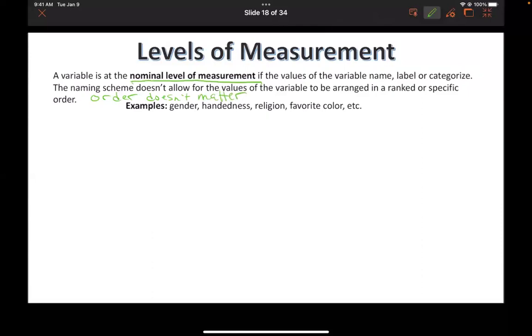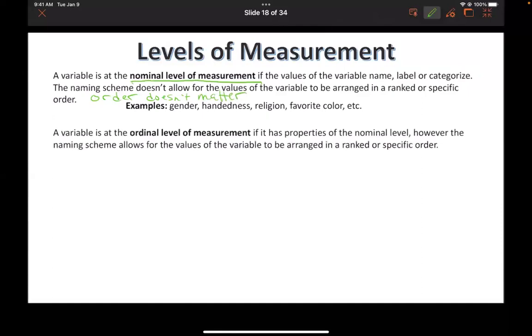And the next one, it's kind of convenient that the word order is practically in the word. Ordinal level of measurement. This is also generally categorical, and it's similar to nominal. However, order does matter. It matters which order you write it. You can rank them or put them in a specific order that makes sense. So I'm going to write that down here. Order matters. This is important there.